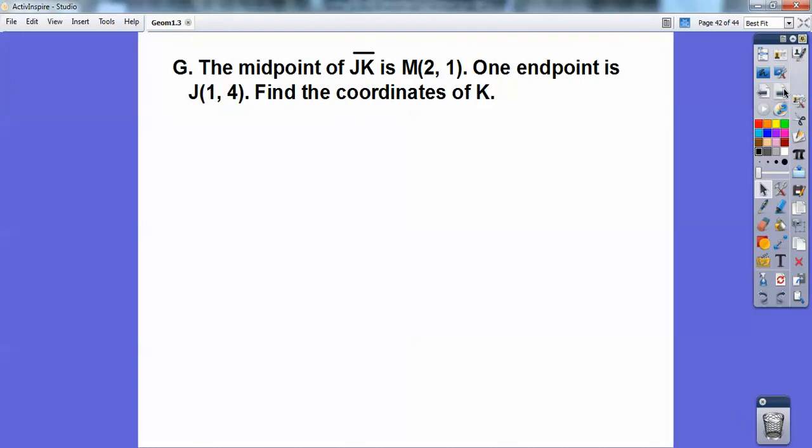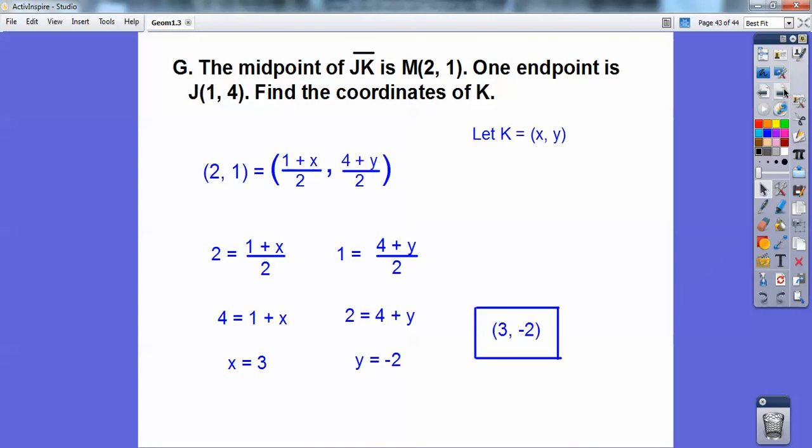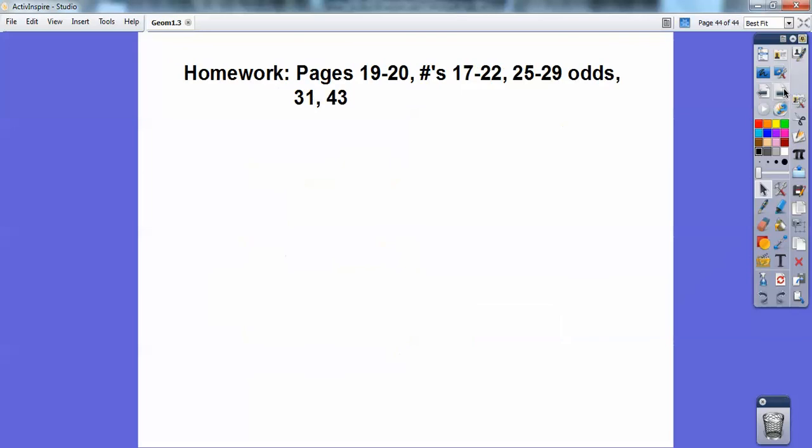Okay, let's try this again, you guys. Same thing, you are going to do the same thing. The midpoint of JK is M, 2, 1. One endpoint J is 1, 4. Find the coordinates of K. So you're going to do the exact same thing, and hopefully you get 3, negative 2. And if you're in my class, that would be your homework.